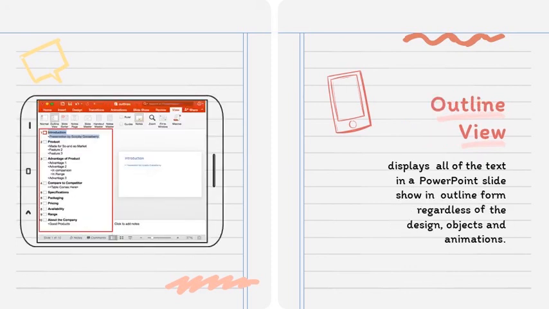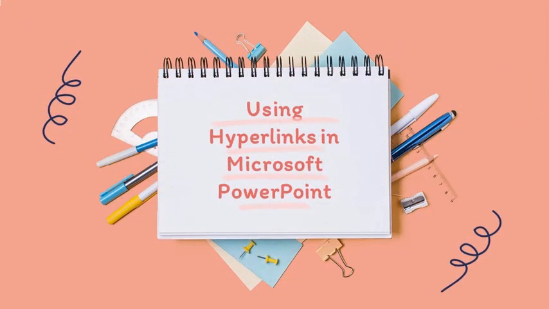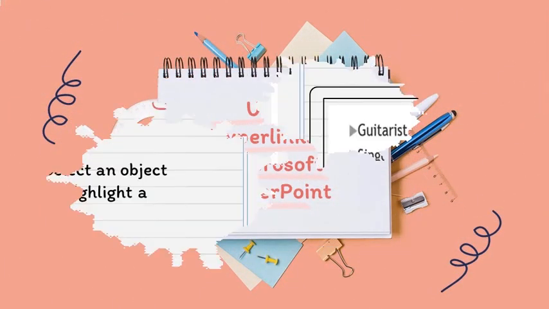The outline view. It displays all of the text in a PowerPoint slideshow in outline form, regardless of the design, objects, and animations. The Slide Sorter view. It displays mini versions of slides and allows you to arrange them using hyperlinks in Microsoft PowerPoint.